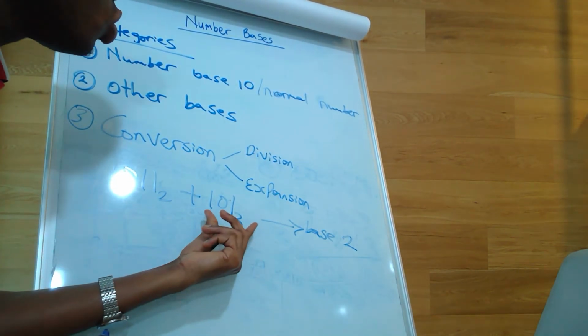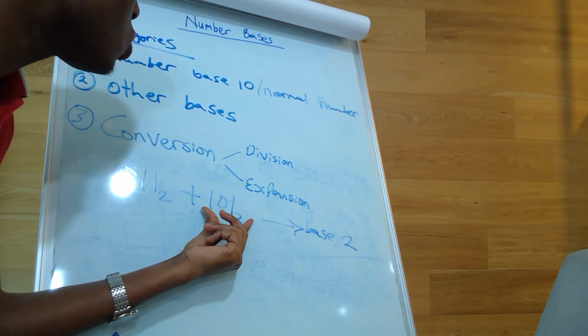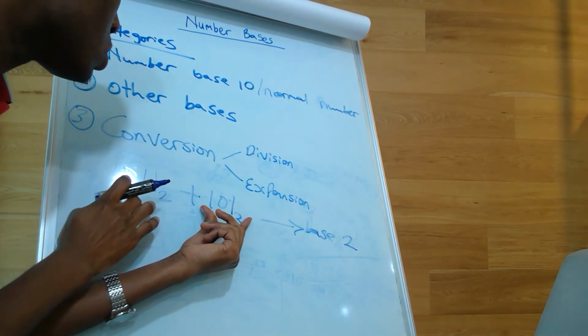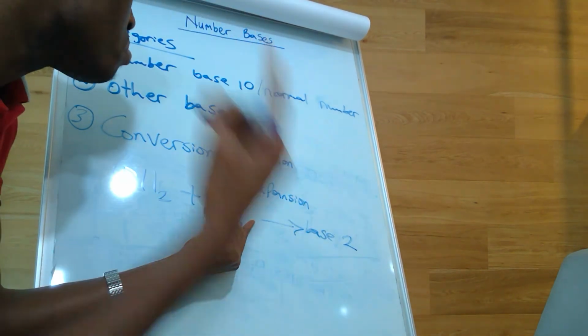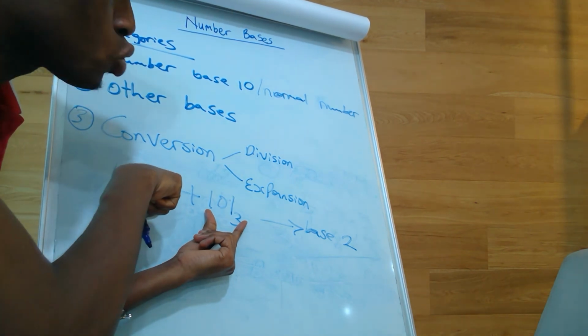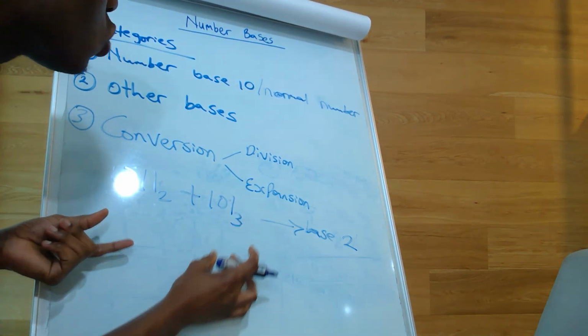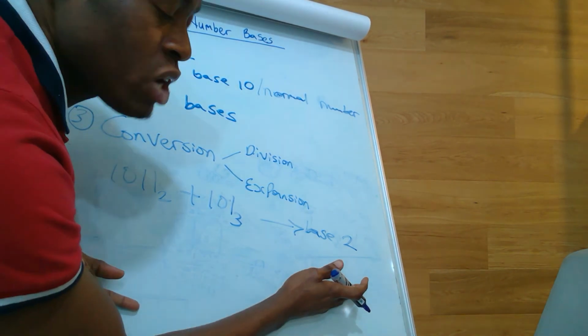So that means your problem now is this one. You have to convert this one to base 2. How do you convert this one to base 2 before you add it to this? That means you have to convert base 3 to base 10 first, then from base 10 back to base 2, because you need your answer in base 2 and this one is in base 2. Then when you get this one in base 2, you now add it with this. Your answer will now be in base 2.